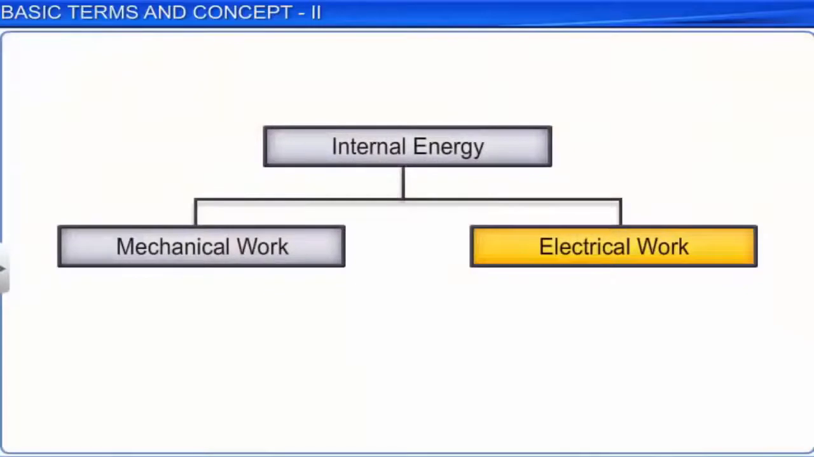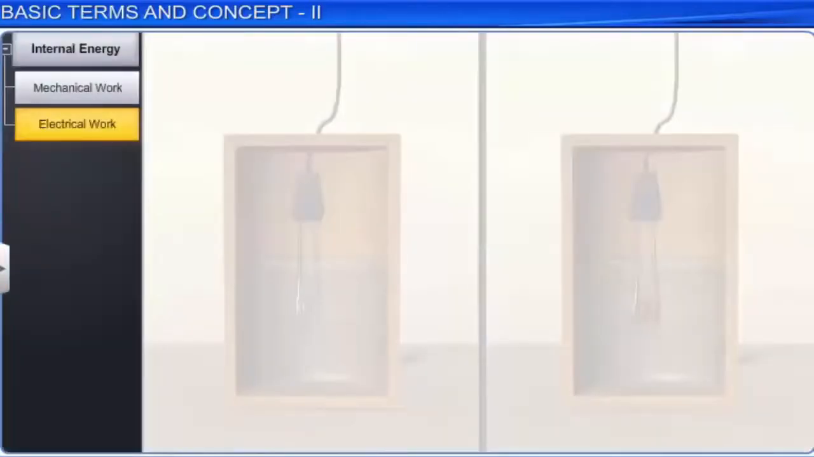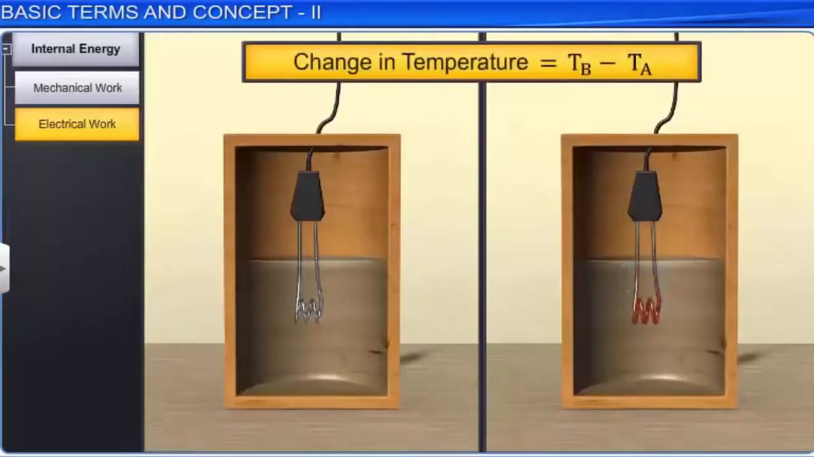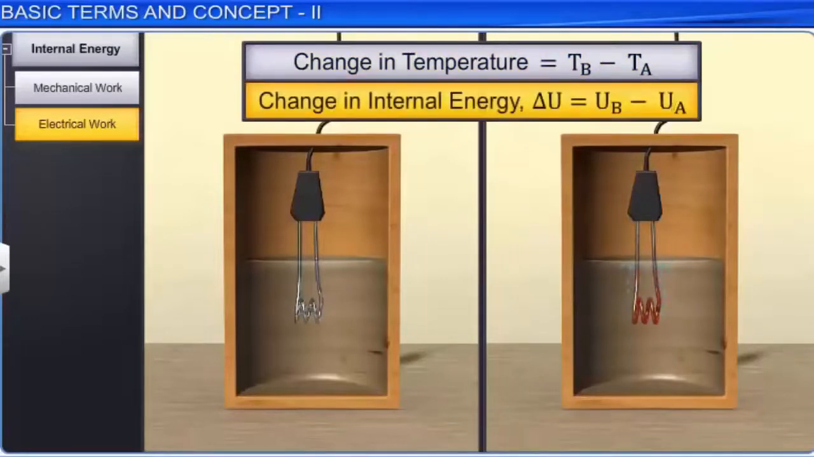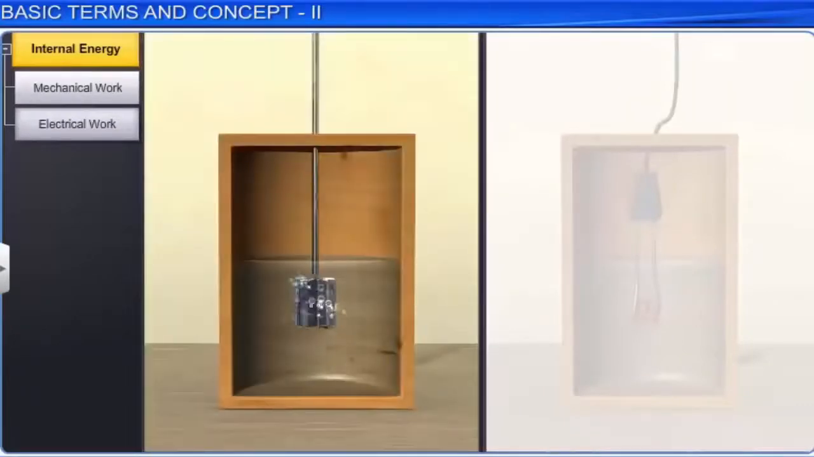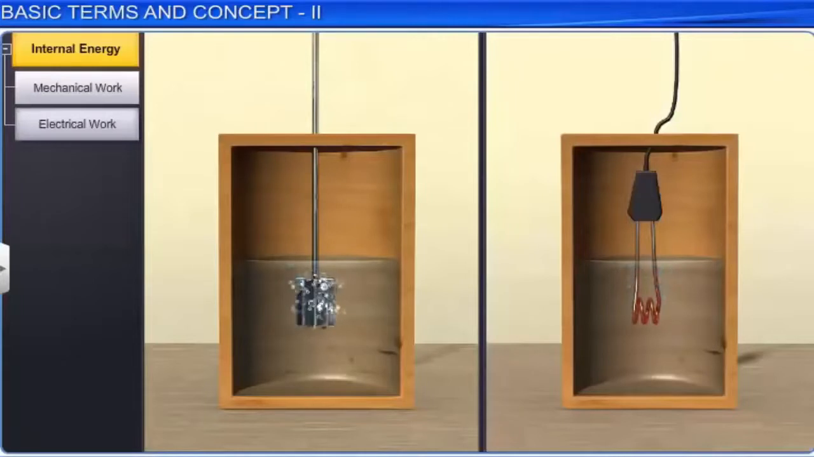In the second method, internal energy can be increased by the same amount by doing electrical work. In this, an immersion rod is kept in water and the temperature before and after is measured. We find the change in temperature as TB minus TA. Hence, the change in internal energy delta U is equal to UB minus UA. Thus, internal energy changes to the same extent either by doing mechanical work or electrical work, which indicates that it is independent of the manner in which the change is brought about. Therefore, internal energy is a state function.